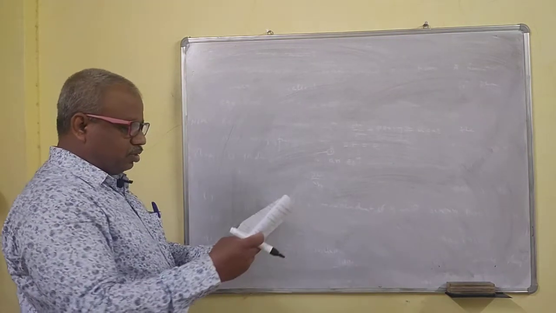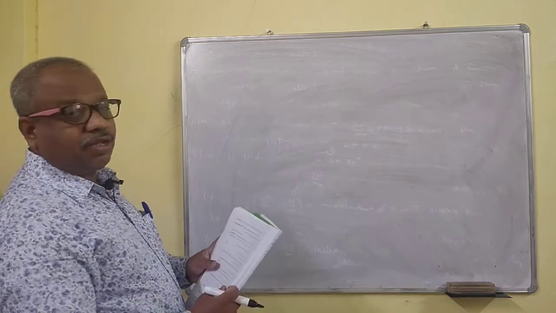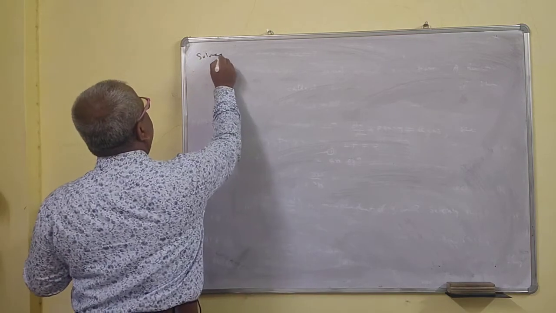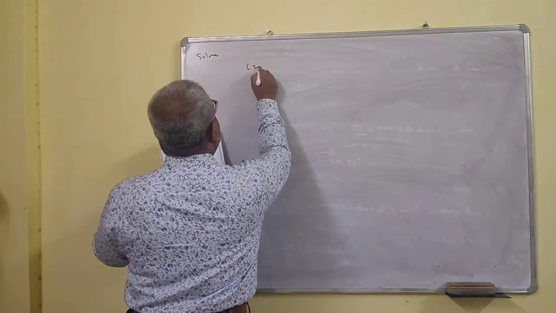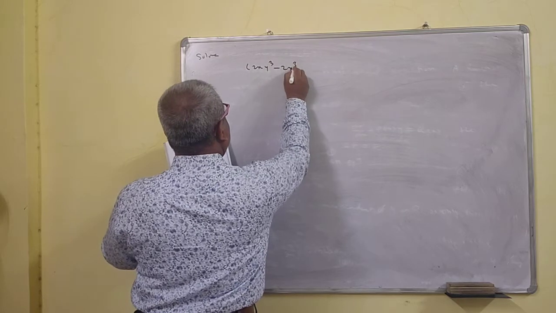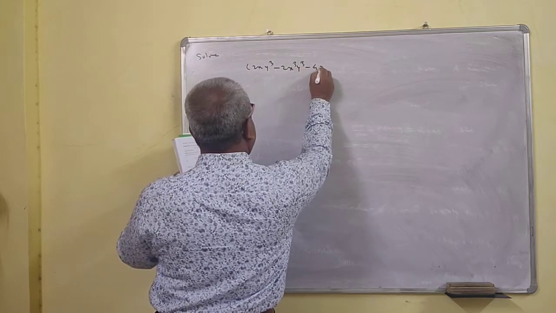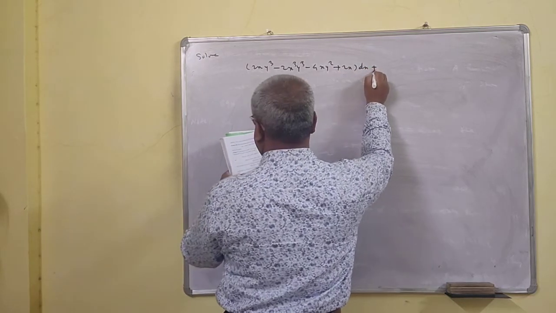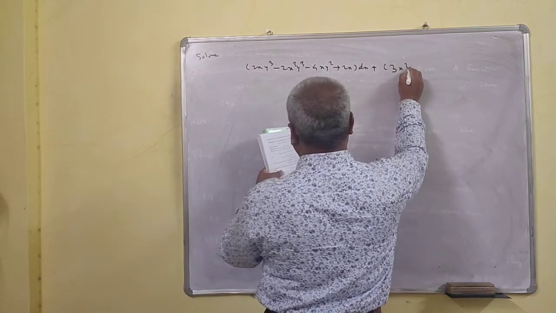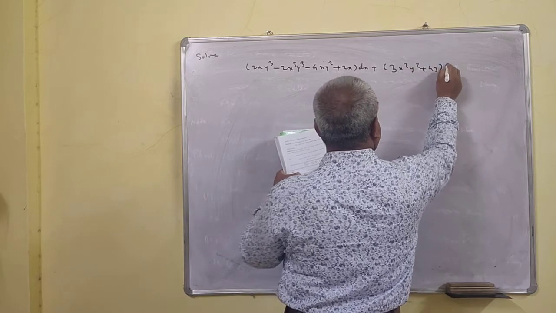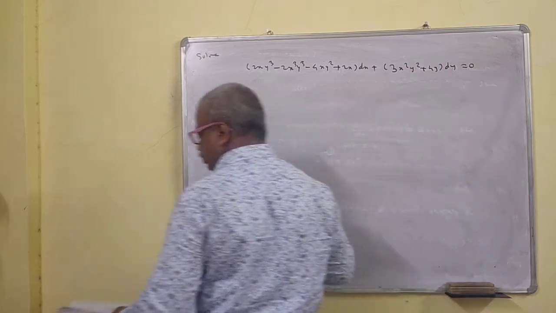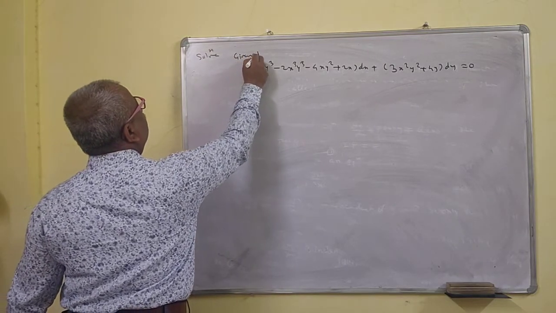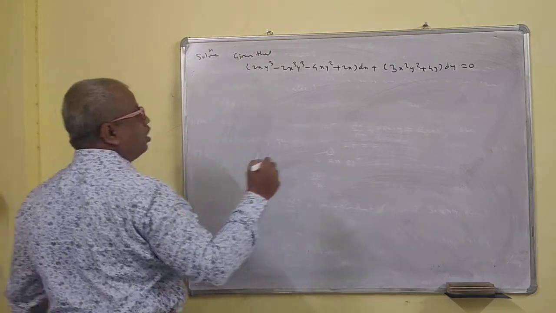They will ask a question like this: find an integrating factor and solve. Solve (2xy cubed minus 2x cubed y cubed minus 4xy squared plus 2x) dx plus (3x squared y squared plus 4y) dy equals 0. Let us do the solution. We call this equation 1.